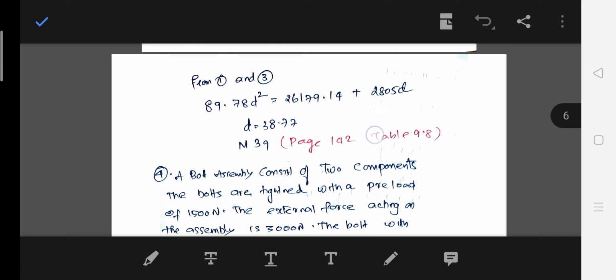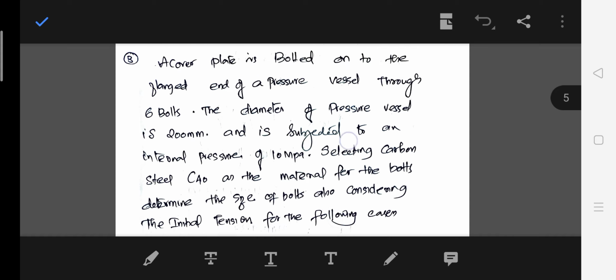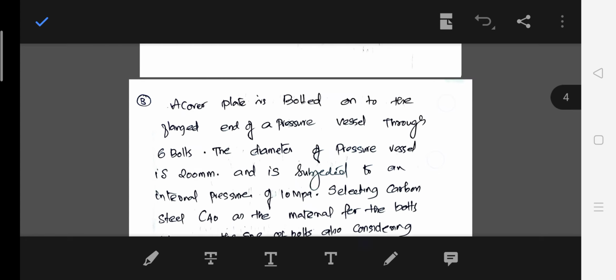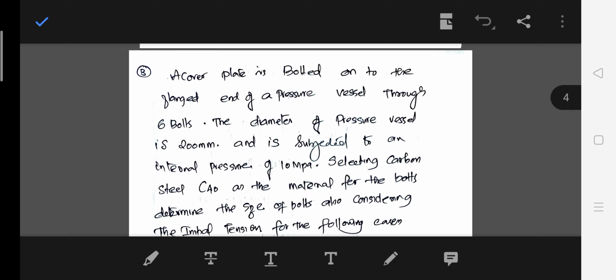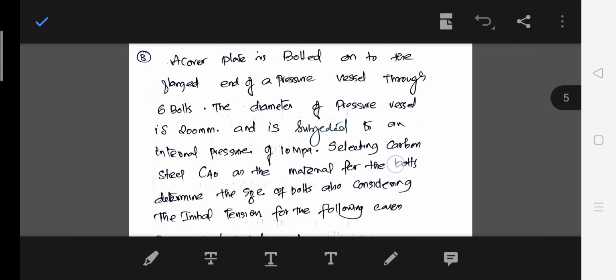So that kind of problem is a similar problem. You just go through this problem and do it by yourself. Okay, it's very simple. Same type problem. Go through this problem and do it by yourself.